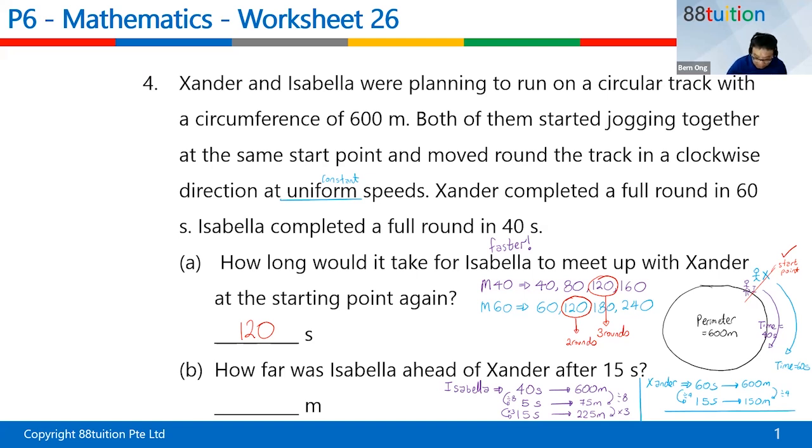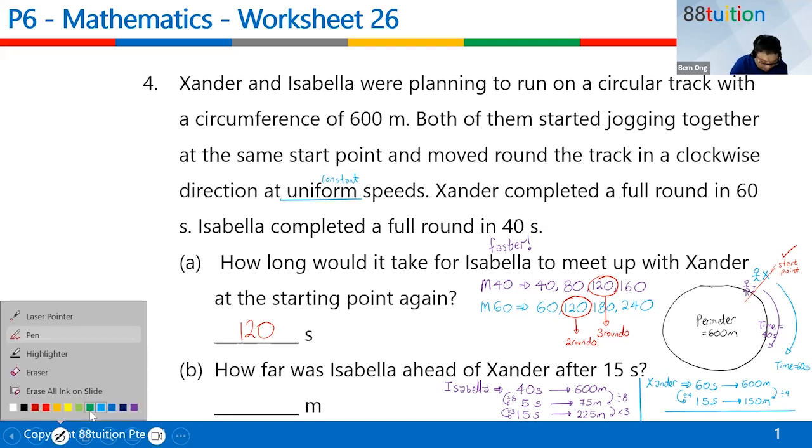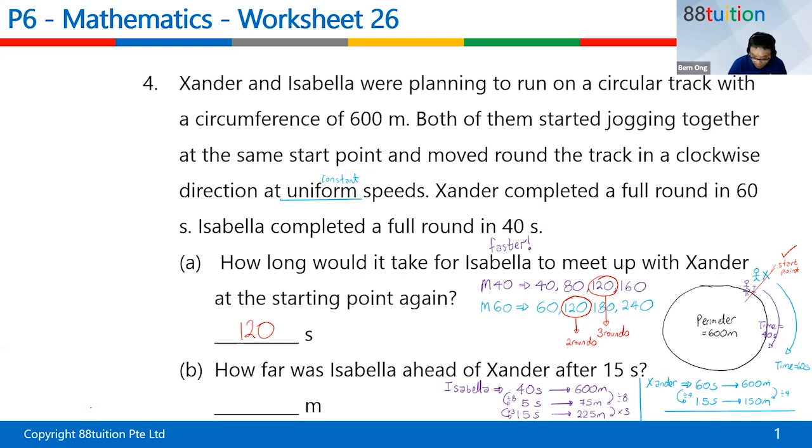Isabella covers 225 meters in 15 seconds. So in the same 15 seconds, how much further is our dear Isabella? 225 minus 150 gives you 75 meters further. All right. This question is quite simple. Nothing to worry about. So sometimes there can be easy questions. Don't fear. Can or not?